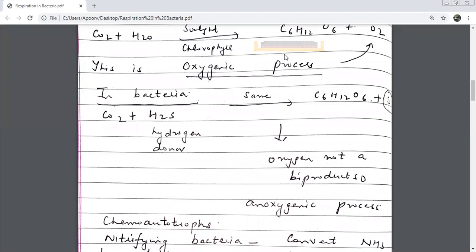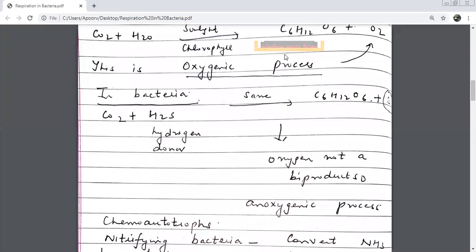What was the byproduct in case of plants? Oxygen. And what is the byproduct in case of bacteria? Sulfur. The first one, where oxygen is the byproduct, such kind of photosynthesis is known as what process? Oxygenic process. And we have photosynthesis where oxygen is not the byproduct. We call it anoxygenic process.